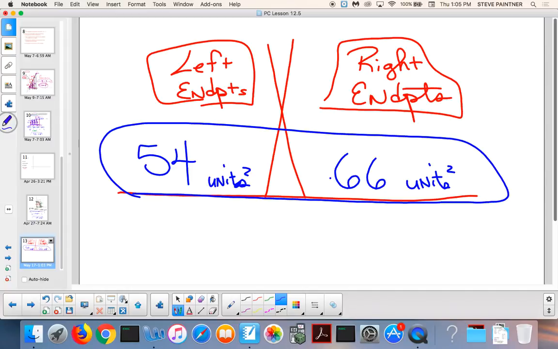Then the question said, using your answers from these two products, what would be a reasonable estimate? 60. Why? Because you add them together and then divide by 2. What's that word? Average. Mean. So a really good estimate would be 60. But I was looking for 54 on the left and 66 on the right.